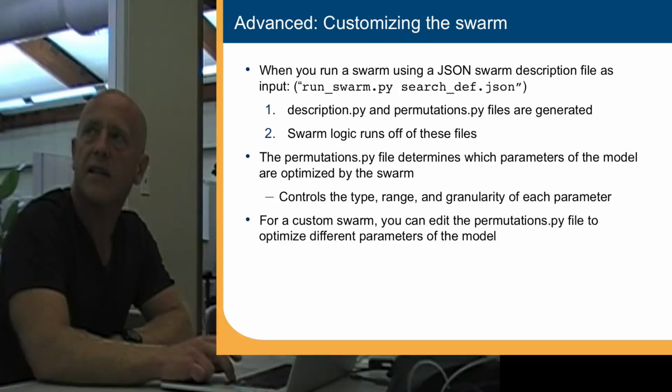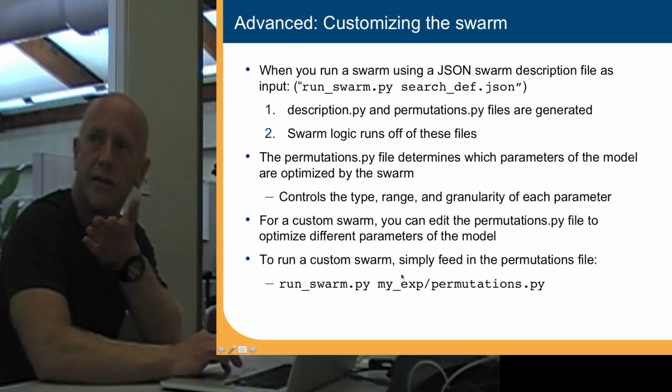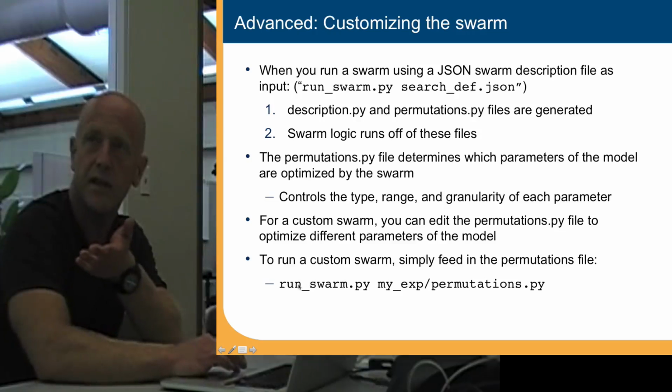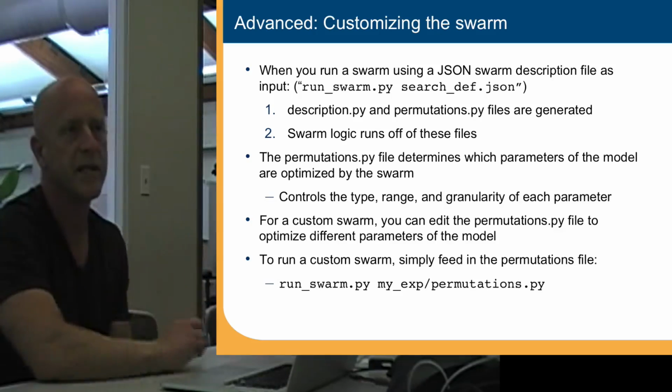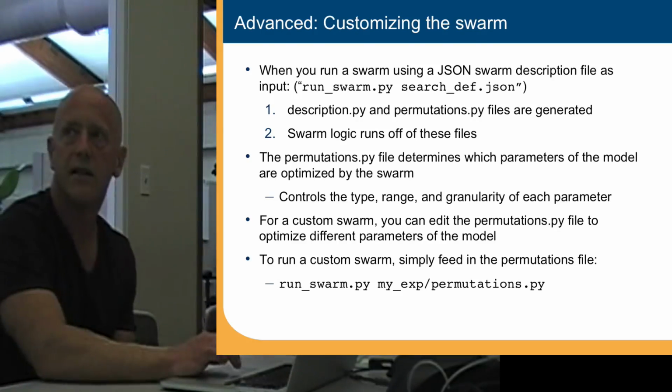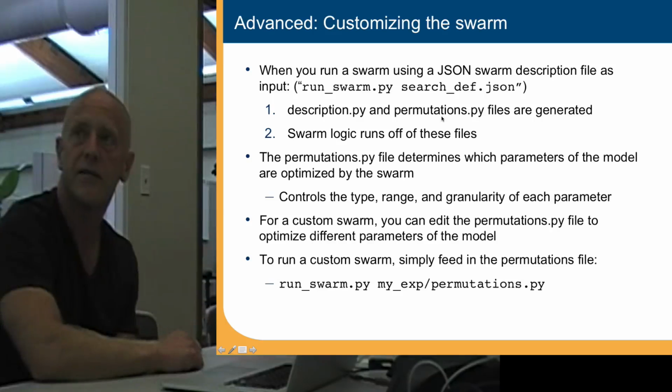So we talk about that, so you can edit that. Okay. So if you have chosen to take this route, all you have to do when you call run swarm is feed in the path to a .py file. It knows that if the extension is .py, you're feeding in the permutations.py instead of a JSON file, and it'll skip the step of generating it.